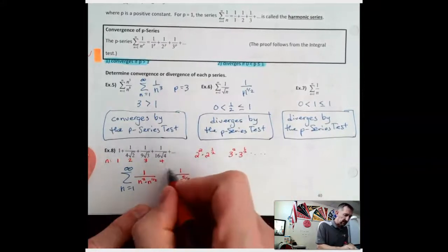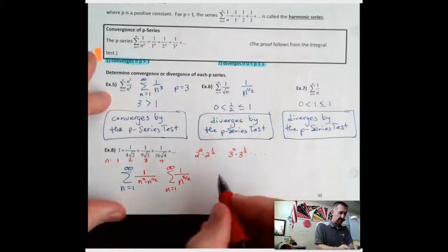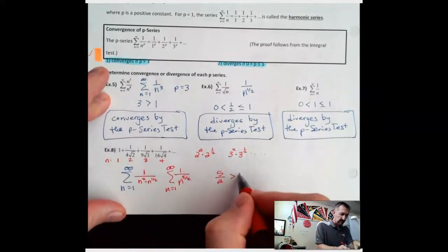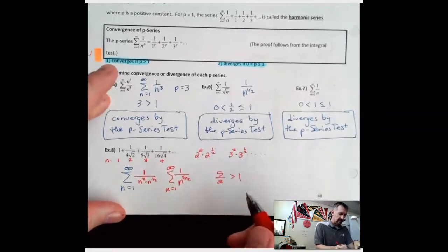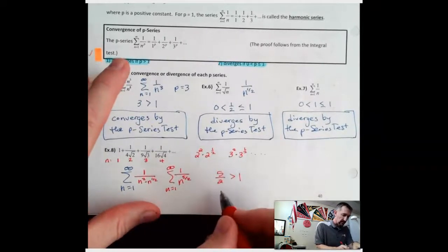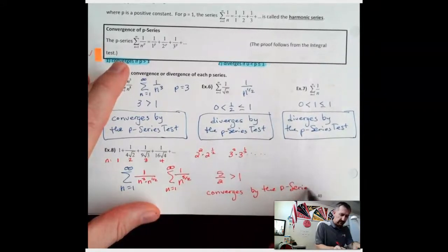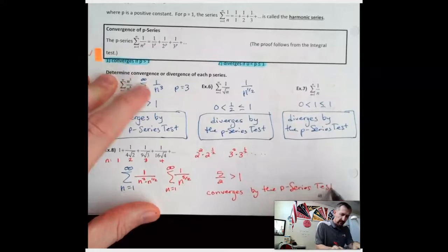So now we can see that p, 5/2, is greater than 1. That's the p, the exponent down there. So this converges by the p-series test.